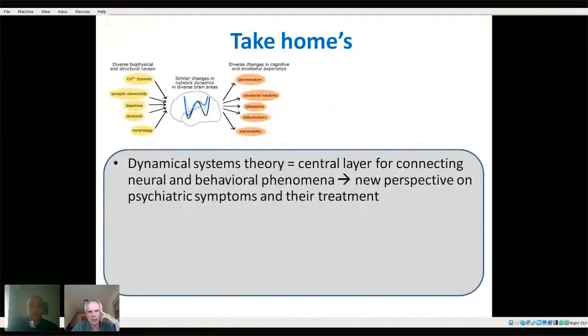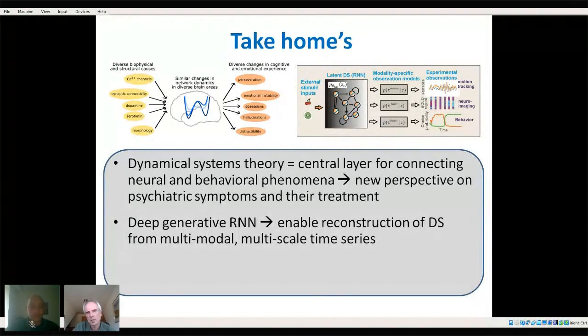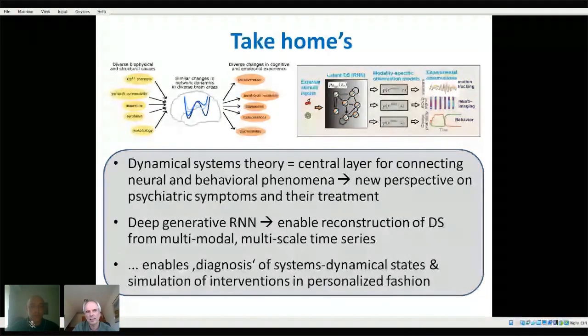So my take-homes: I gave you some arguments why I think dynamical systems theory is a central layer for connecting neural and behavioral phenomena. I talked quite a bit about our framework of generative recurrent neural networks and how they enable reconstruction of the underlying nonlinear dynamical system. And what I haven't talked that much about, I just gave a glimpse, is how you can use it for diagnosis, or once you have estimated such a model, you can also use it for simulation of interventions, for instance.